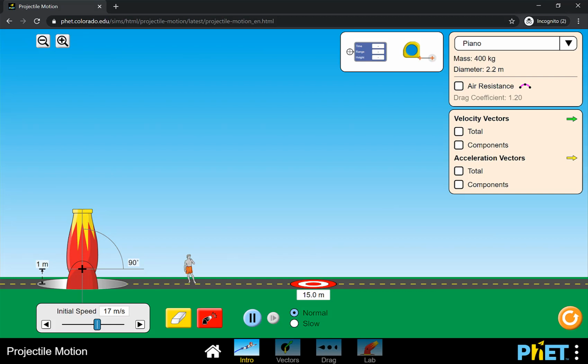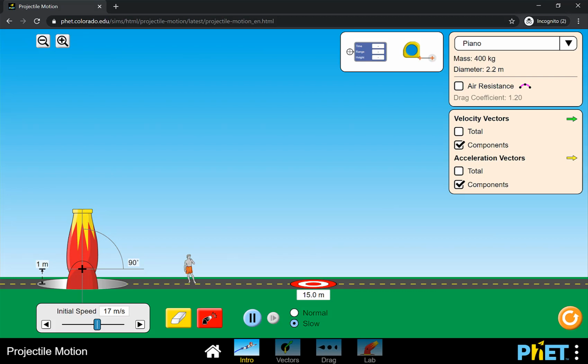To illustrate that even better, I'm going to turn on these velocity vectors, the velocity vector for components and acceleration components. Really doesn't matter because we're only dealing with the vertical direction. It'll be a lot more complicated if we have air resistance, but alas. So we're going to shoot a piano up. I'm going to put this on slow-mo.